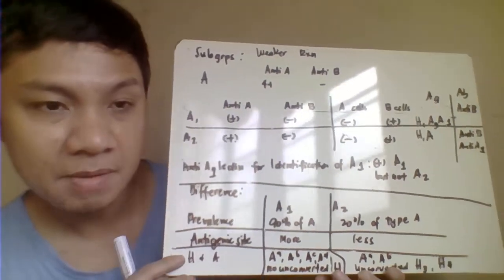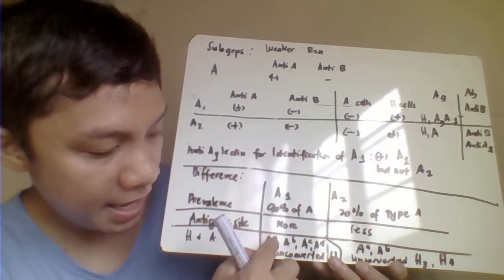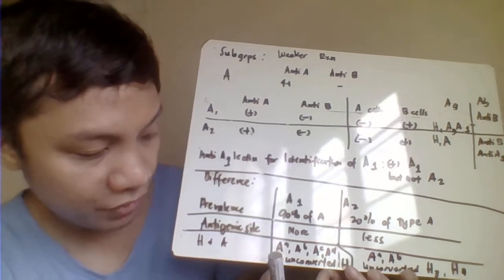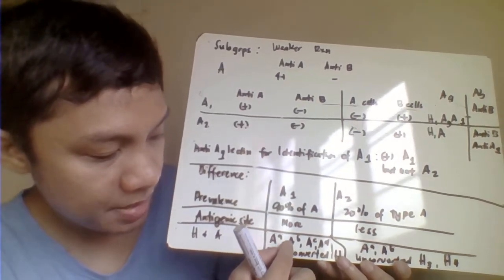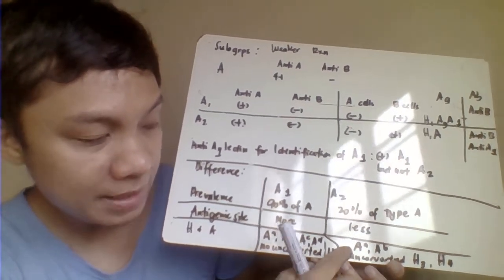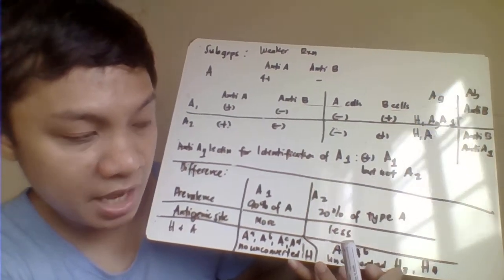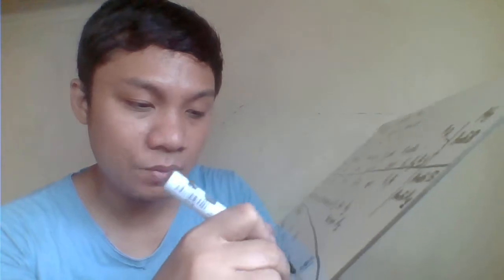And for the H and the A subgroups here, your A1 has AA, AB, AC, AD. You have no unconverted H. Okay, because you have all of A, AB, AC, AD, so there is no H. Here, A2 only has AA and AB. So it has unconverted H3 and H4. Because remember, your H antigen is converted to your A antigen. Like for example, your H1, it goes like this: H1, H2, H3, H4.